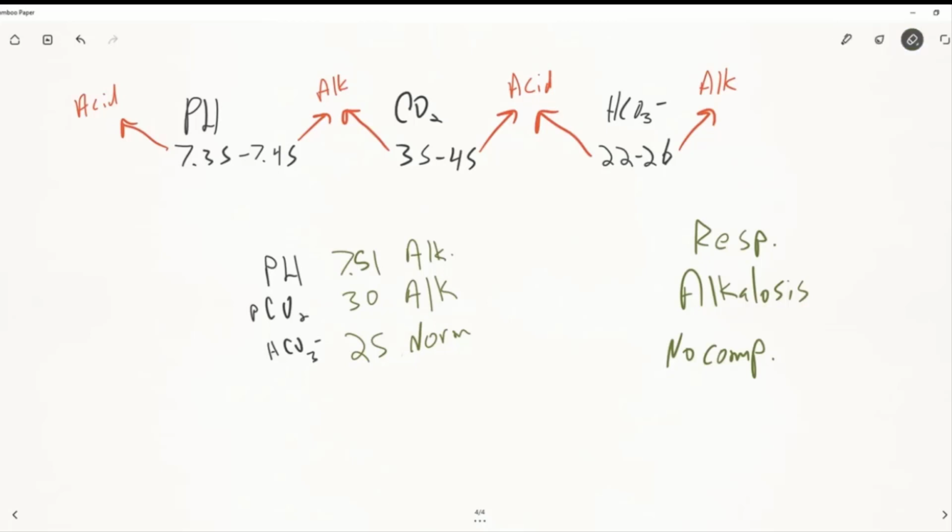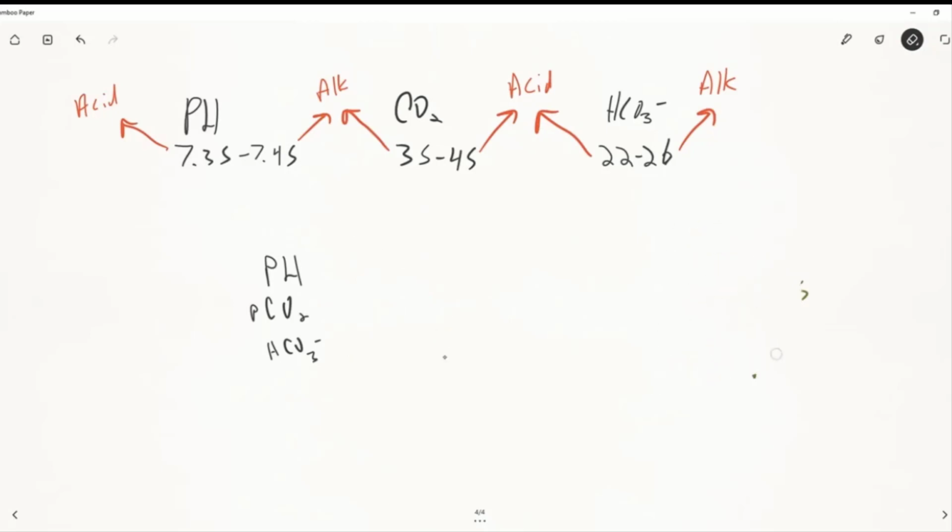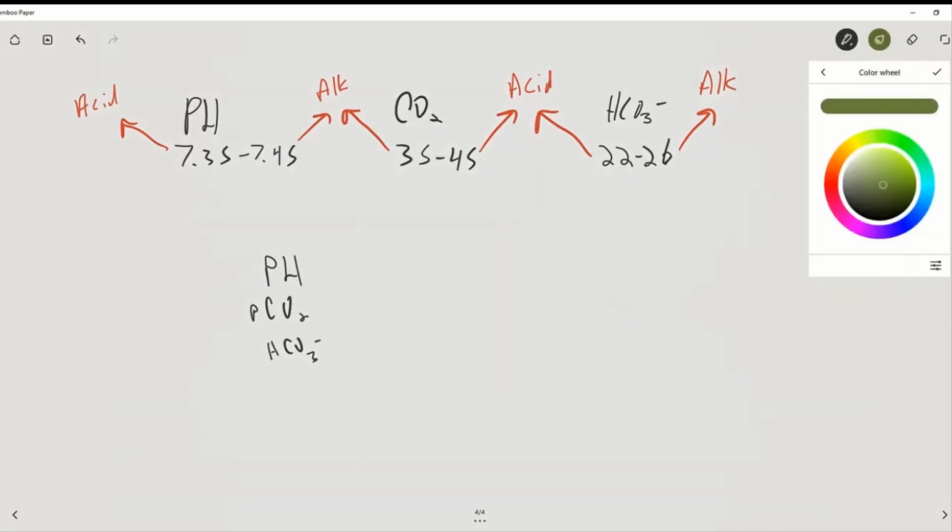So let's go ahead and erase these and try some more examples. Now I'm going to go through quite a few examples, so go ahead and keep trying these along with me.